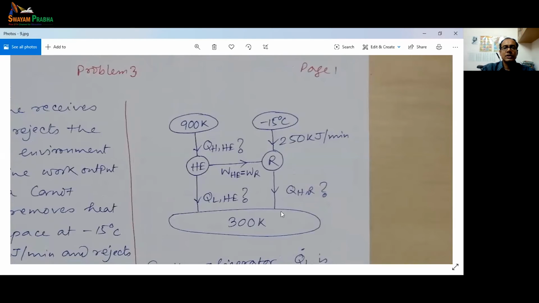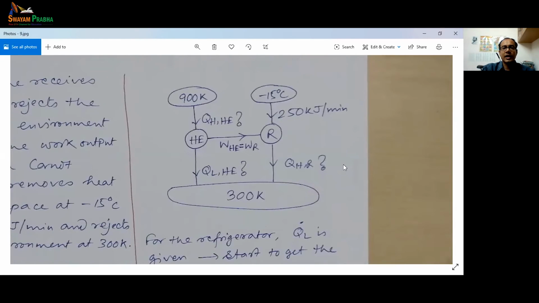So if we draw this schematic diagram, you can see on your left hand side it is the heat engine that is taking up heat from the 900 Kelvin source, okay, at a certain rate QH, which we don't know, which we need to find out.